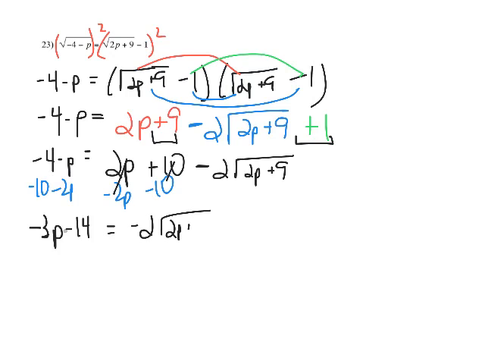Now, it would be great if all three numbers were divisible by 2. But that negative 3 is not. The only thing that we can do is if you want to divide everything by a negative 1, you're really just going to change your signs, right? When you divide everything by a negative 1, it just changes your signs. So that becomes a positive 3p plus 14 equals 2 radical stuff.